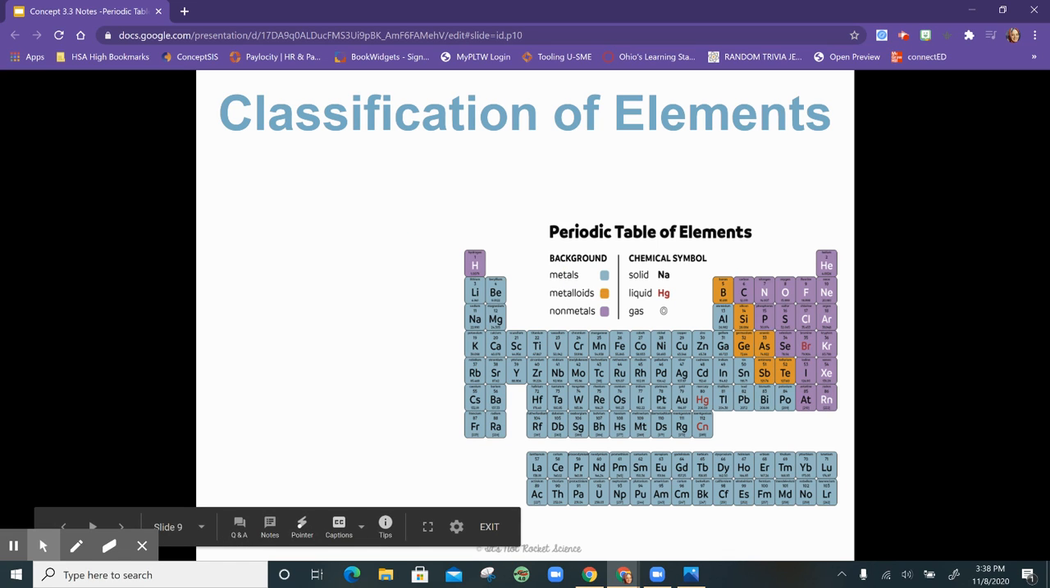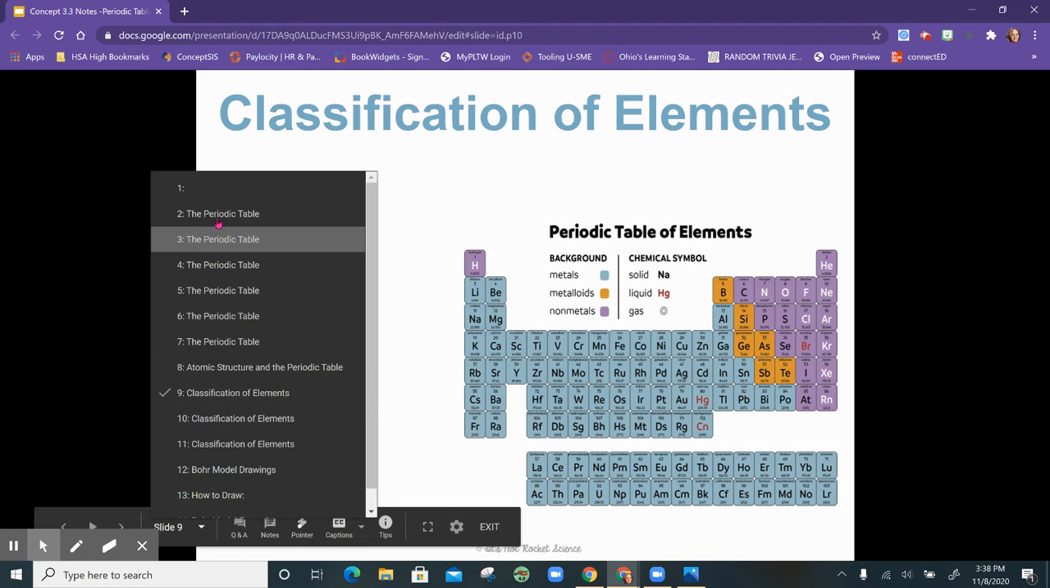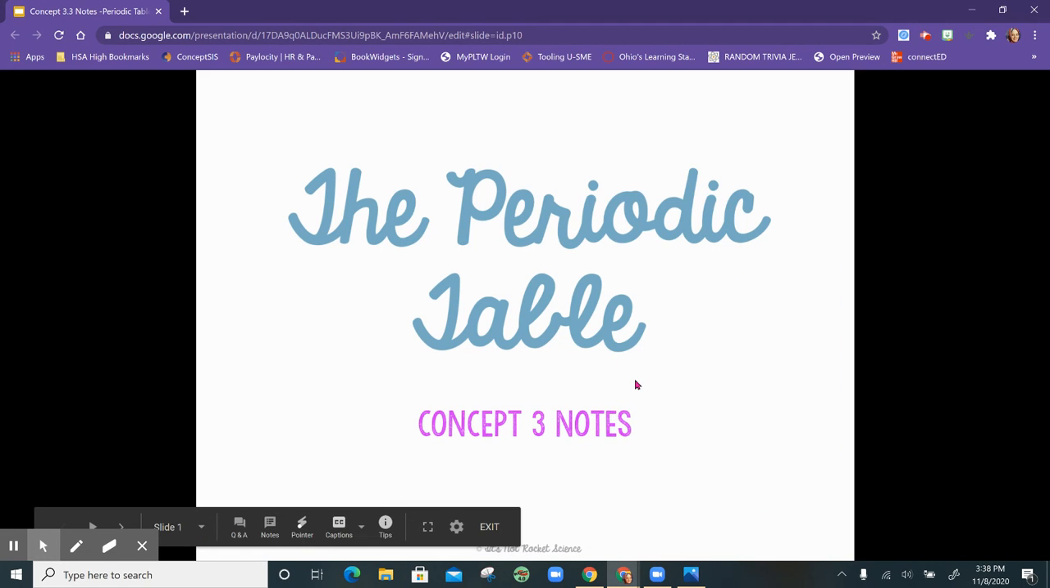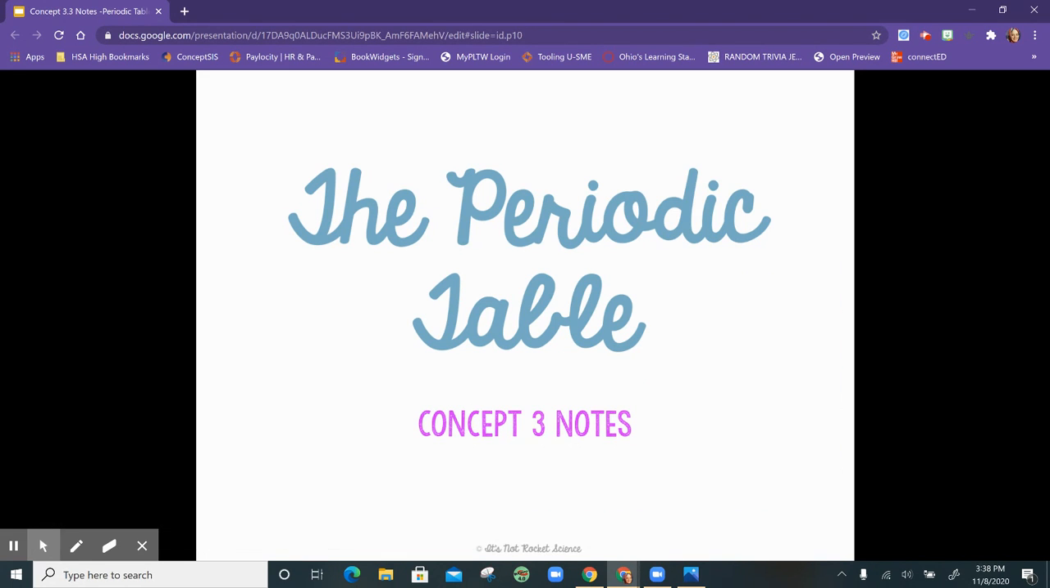Hello, ladies and gentlemen. So this week we are going to learn all about the periodic table. We're going to dig deeper into how the periodic table is organized. So let's get started.